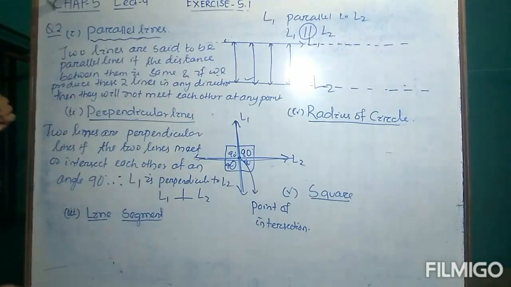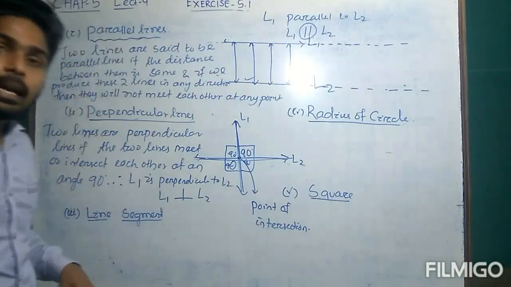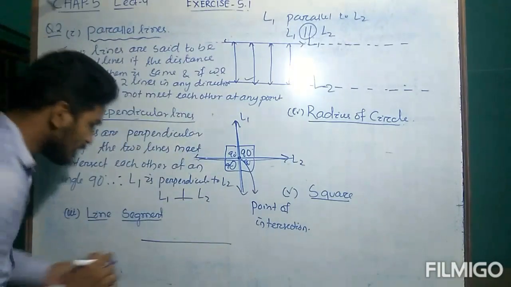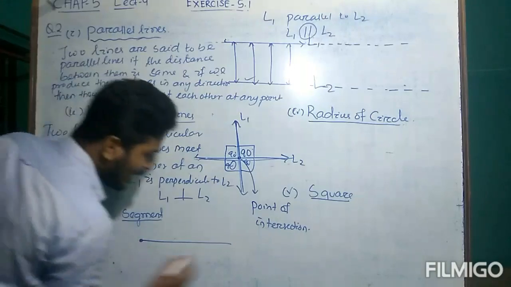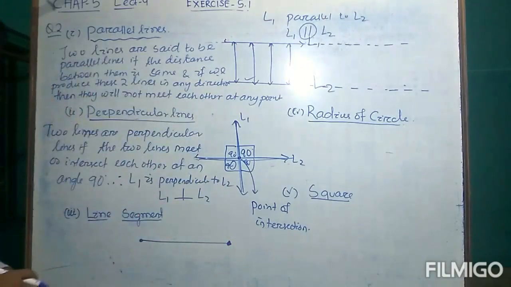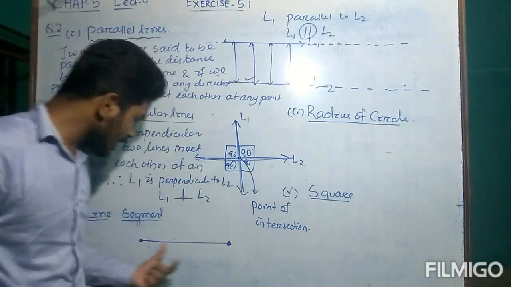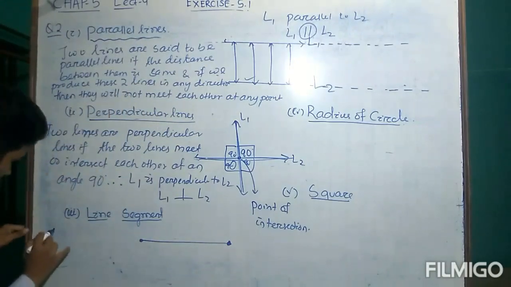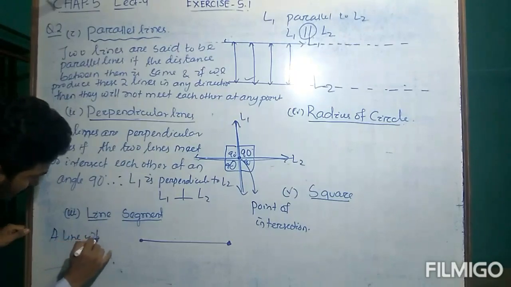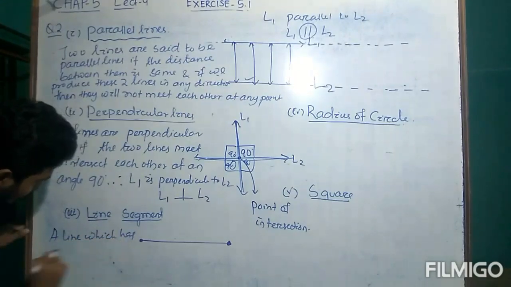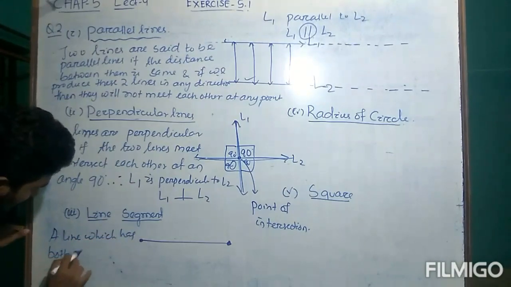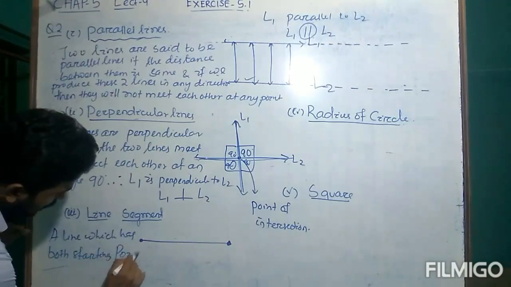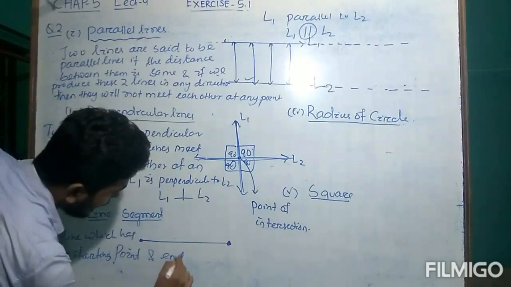Next is, what is a line segment? As you know, a line segment is a line which has both a starting point and an ending point. Okay, so a line segment is a line which has both a starting point and an ending point.